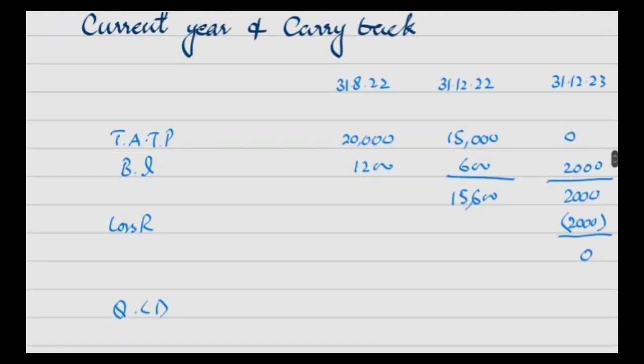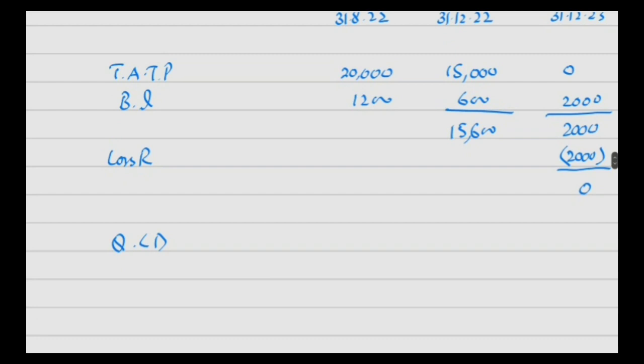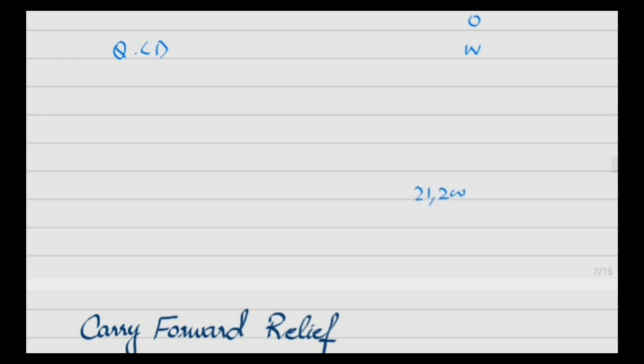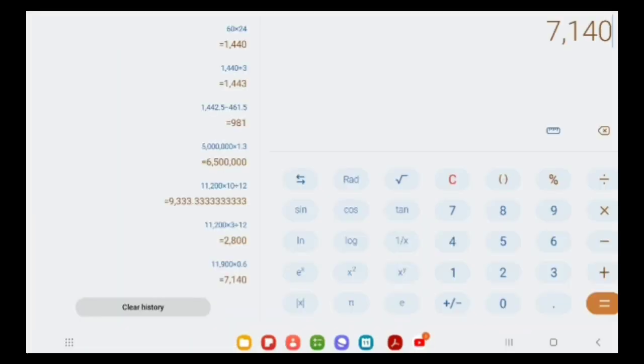loss of 40,000 in total. 2,000 loss has been set off, remaining 38,000 loss is available to be set off. Out of this, 15,600 of loss is set off in this 4 months period. So after this, we have no profit available to set off our QCD, so QCD will be wasted. As we have used only 4 months previous period, we can further use 8 months period. So if the total income in the previous year is 21,200 for the year ended 31st August 22, we can utilize 8 months of this income to set off our loss to make a period of carry back equal to 12 months.